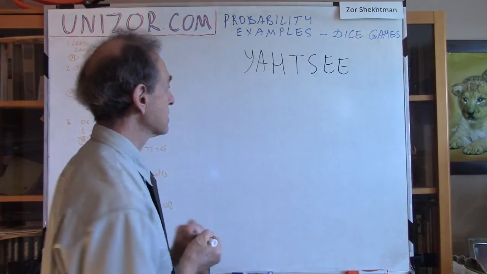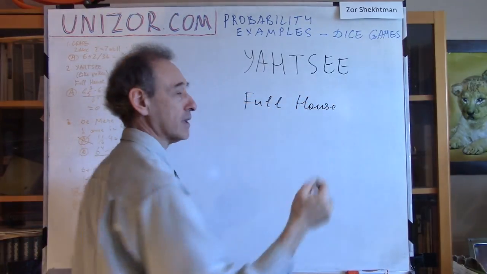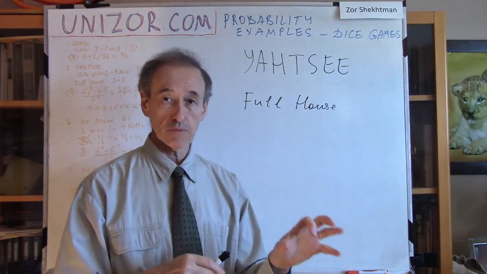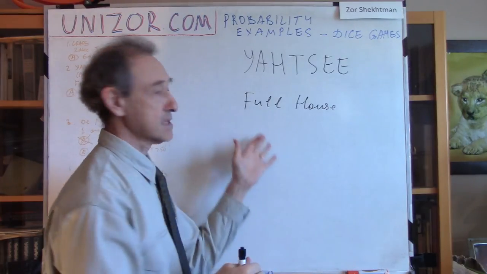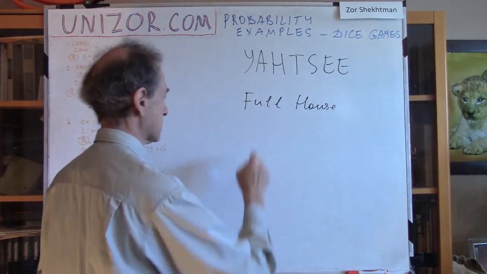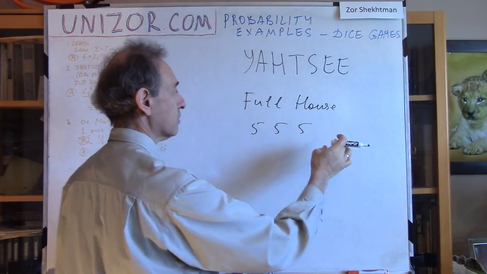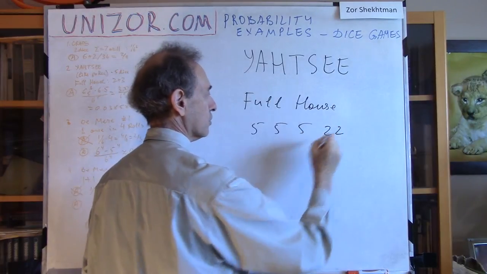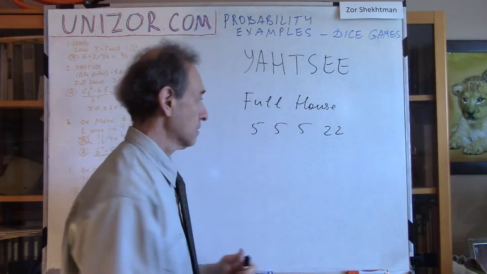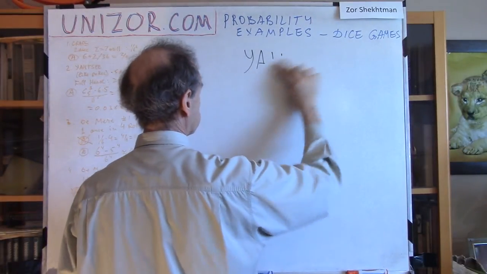And in this particular case, I'm interested in the combination which is called Full House, very analogous to Full House in the poker game of cards, where you have 3 cards of one rank and 2 cards of another. Here as well, I have 3 dice out of 5 with one number, let's say 5, 5, and 5. And 2 other dice have also an equal number but different from this one, let's say 2 and 2. So this is the full house. Question again is, what's the probability of this particular event?